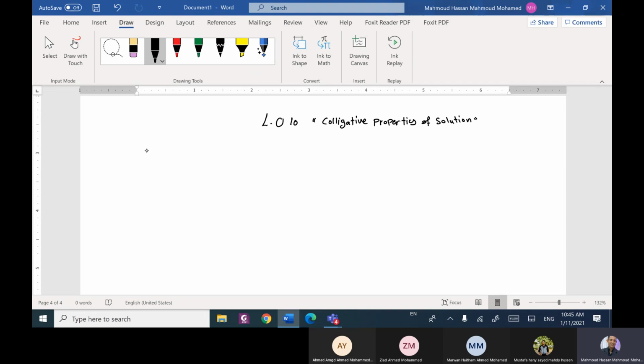The colligative properties of the solution هي solution property depend on amount of solute which dissolve in solvent.